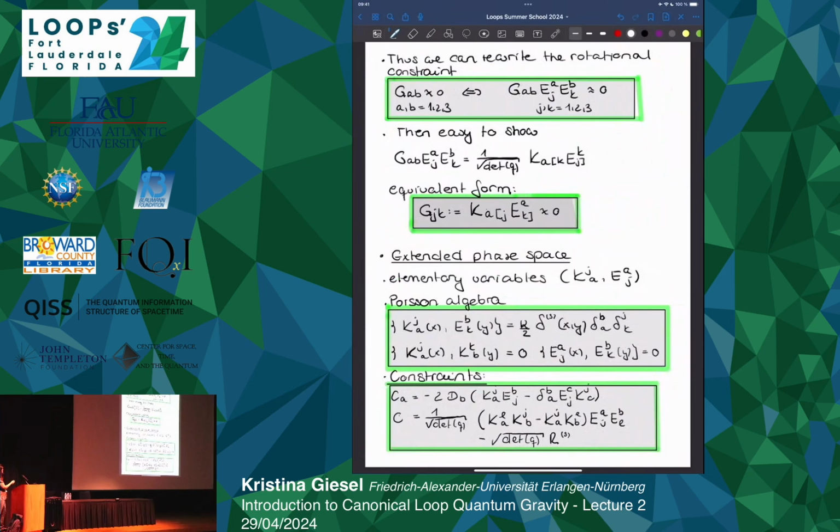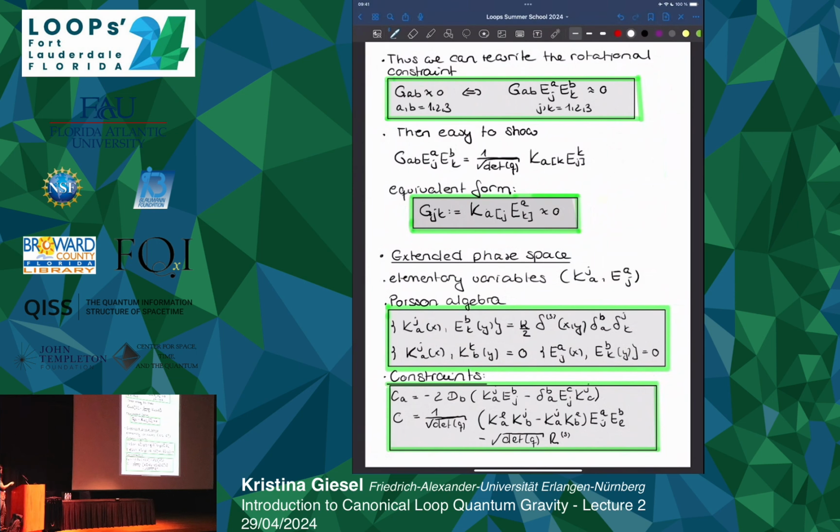Given these rotational constraints, if this vanishes weakly for all AB, we can contract this with the densitized triad, EA and EB. And this is equivalent, because if the left-hand side here vanishes, also the right-hand side needs to vanish. Here it's a condition on AB indices. We have carried this over to a condition on the internal indices, JK.